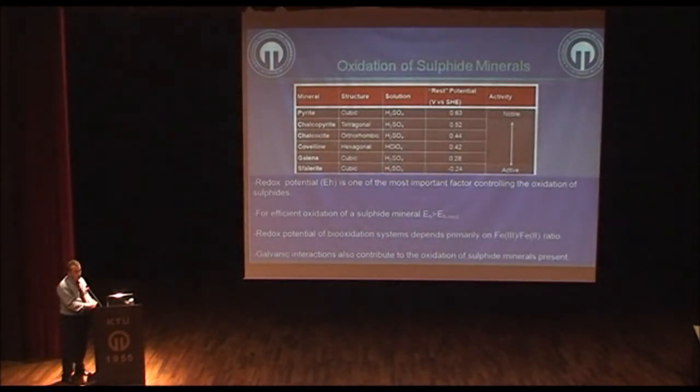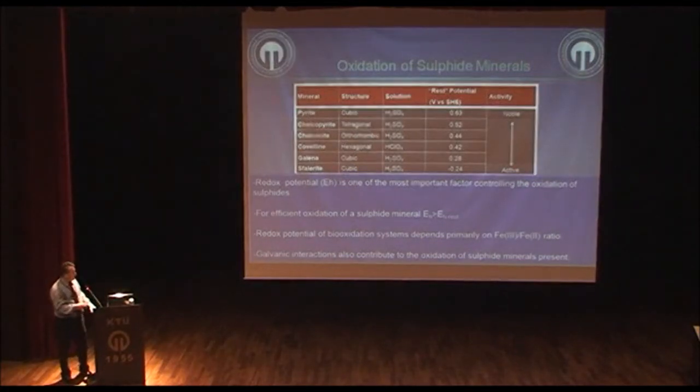Oxidation of sulfides. In the oxidation of sulfides, properties of sulfides are important, and for example, some sulfides can oxidize more easily than the others. In this respect, pyrite can be classified as noble, which means it is not easily oxidized compared to sphalerite. And there is a rest potential for each sulfide, which means the oxidation conditions should be more positive than these potentials to effectively oxidize these minerals. In this regard, redox potential of the system is of prime importance for controlling the oxidation of sulfides. And in biooxidation systems, redox potential depends on the ferric to ferrous ratio.